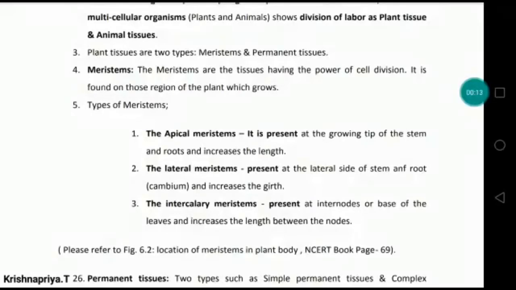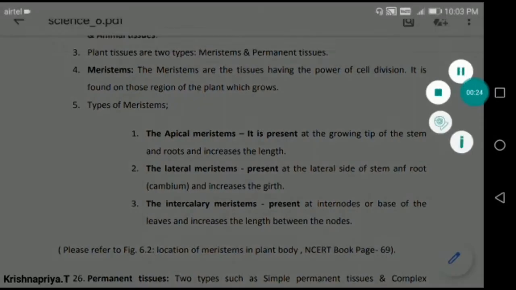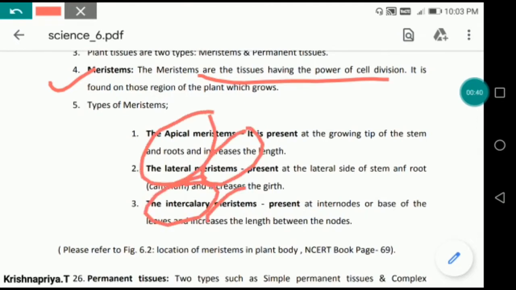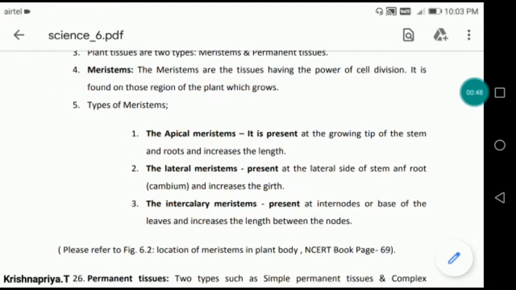Plant tissues are of two types, meristematic tissue and permanent tissue. First of all, try to understand what is meristematic tissue. Meristematic tissue is a type of tissue which has the power of division. Suppose many tissues are there, and they are dividing continuously, meaning they have a capacity of dividing. These types of tissue are known as meristematic tissue.